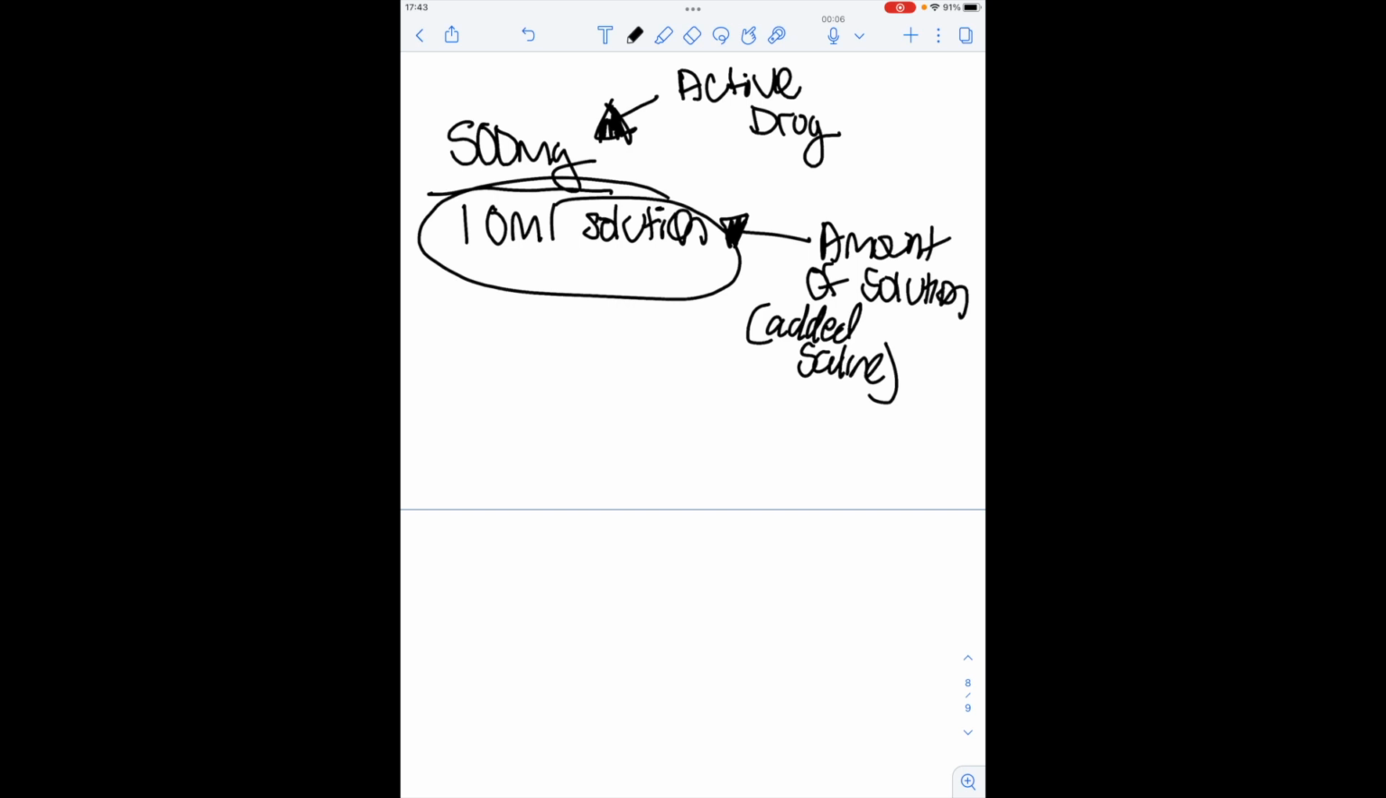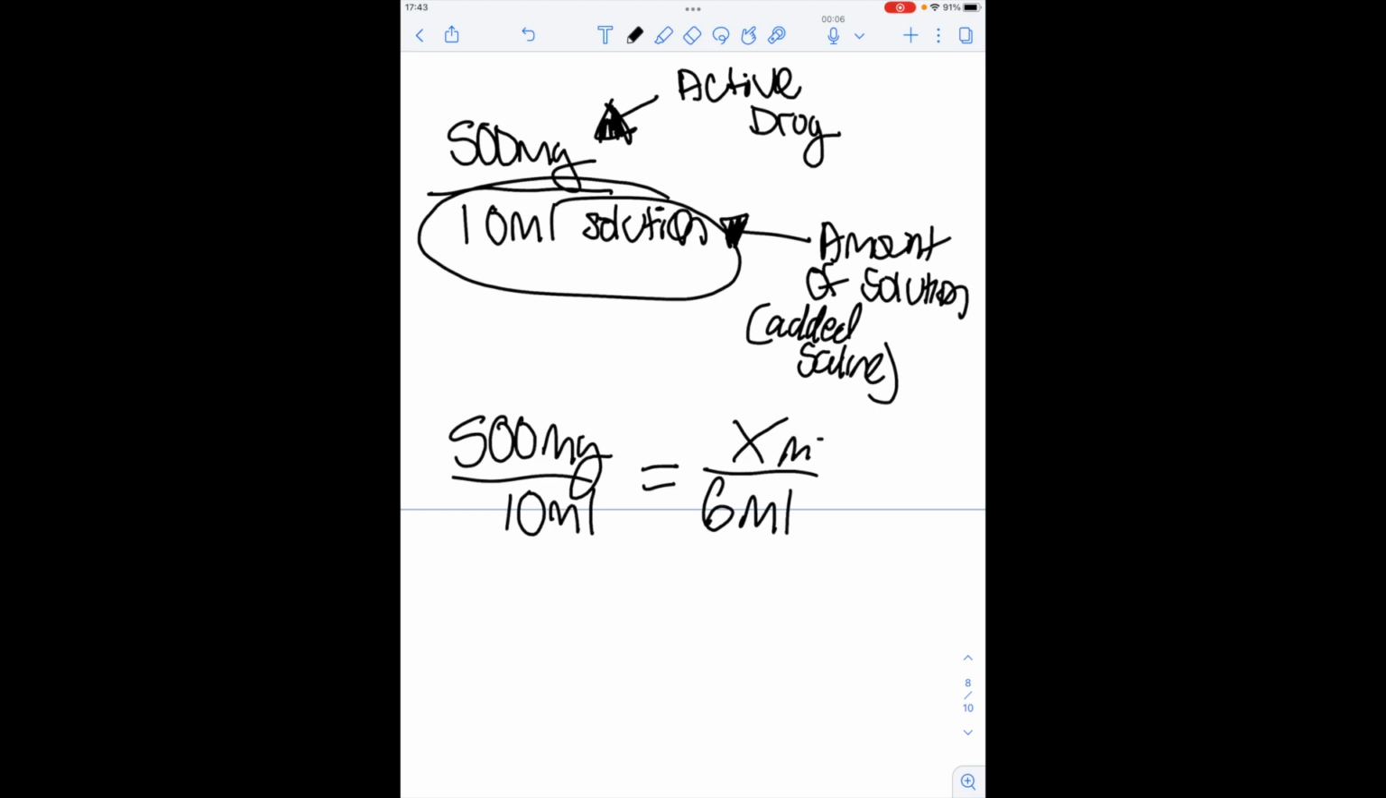But let's say that we only need to give the patient a 6 milliliter dose, and we want to know how much drug that patient is getting in that dose. We could solve this with ratio proportion. 500 milligrams over 10 milliliters, which is your standard, set equal to what the patient got, which is 6 milliliters, and find their dose. Cross multiply, solve for x, and there you go.